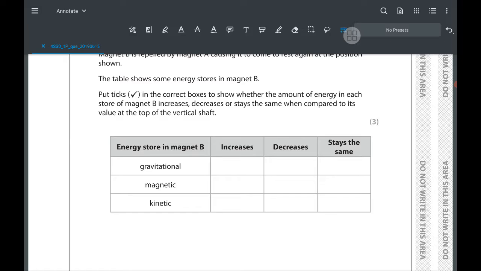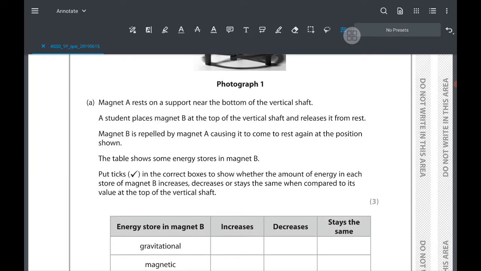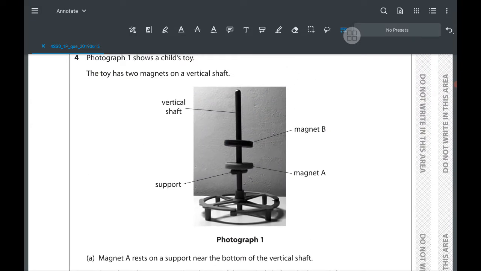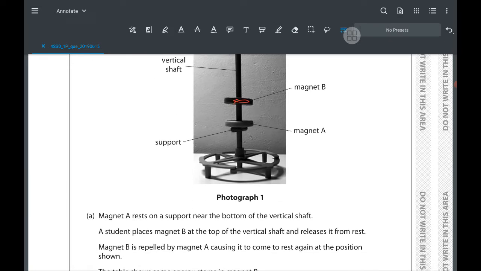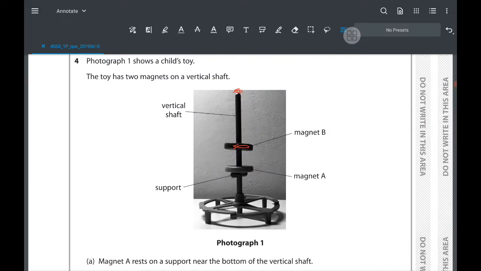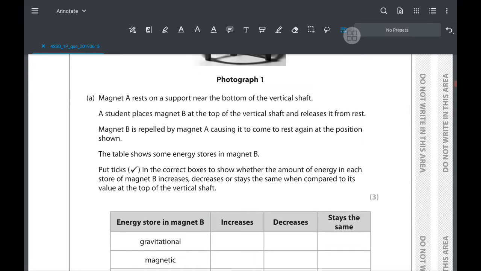So let's go through this one more time to see what happens to the gravitational potential energy. They're asking how it compares to its value at the top of the vertical shaft. So that means they want us to compare this point and this point. A student places magnet B at the top of the vertical shaft and releases it from rest. So definitely we can understand gravitational potential energy has decreased. So we will mention that one, it decreases.